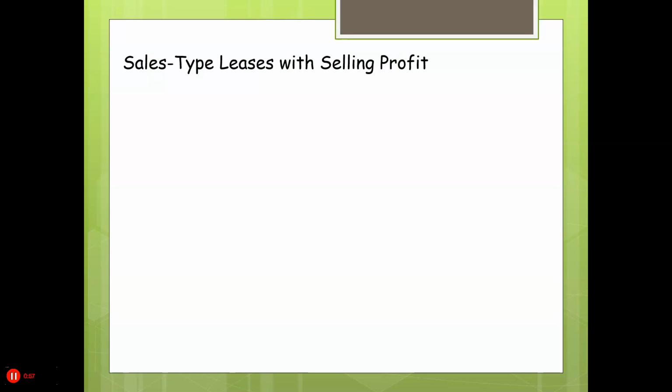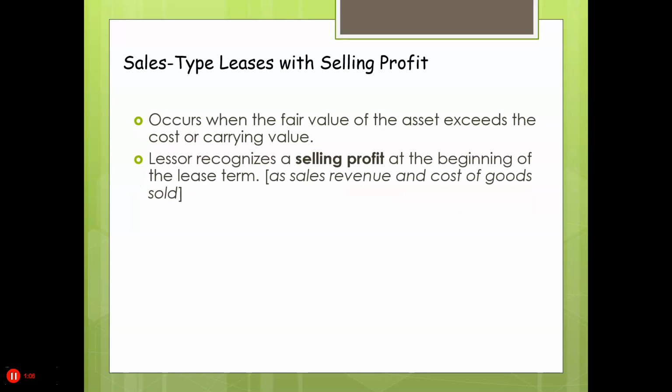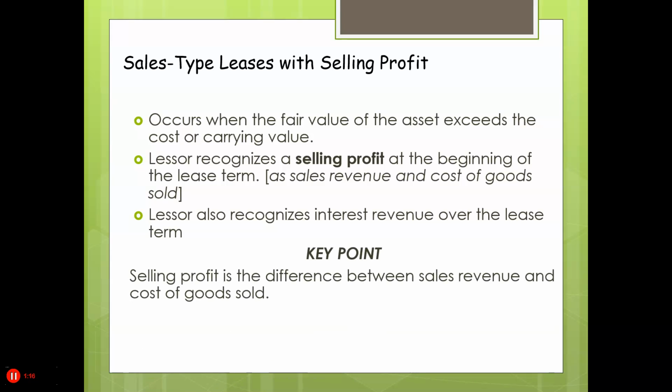Now, a sales type lease with selling profit. It occurs when the fair value of the asset exceeds the carrying value. The lessor recognizes a selling profit at the beginning of the lease term. The lessor also recognizes interest revenue over the lease term. Key point: selling profit is the difference between the sales revenue and the cost of goods sold.